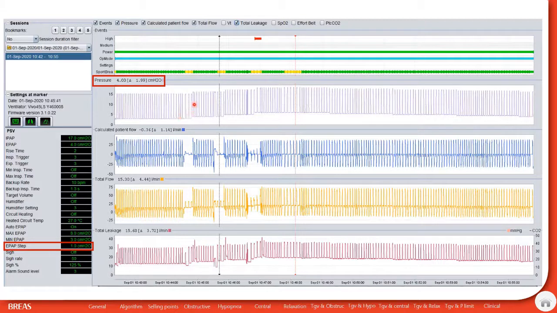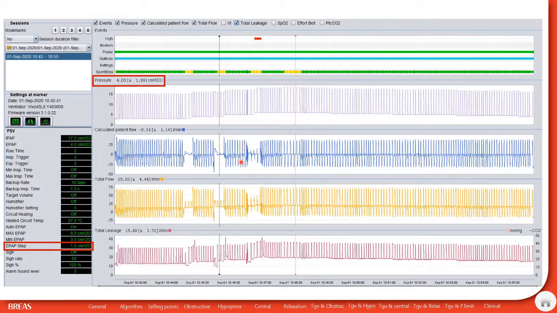The device runs on backup breaths, and you see the EPAP step of 1 centimeter of water. You see after the event an increase in EPAP. So the lower line is elevated. Here is another obstructive apnea, very low patient flow. You see again after the event there is an increase in EPAP.